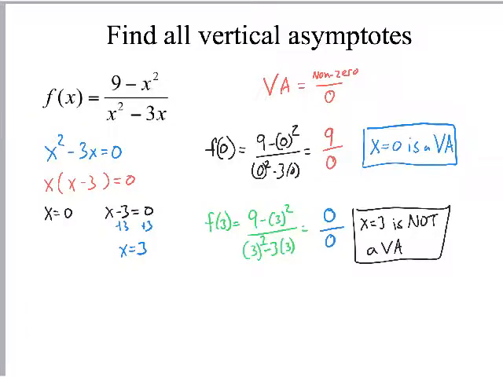Alright, so at 3, what it looks like when you have a 0 over 0, if you think about this, if you were to factor and cancel top and bottom, you would cancel out an x minus 3, top and bottom, thus leaving a removable discontinuity. So usually when you get 0 over 0, a lot of times it's a removable discontinuity. So for this, we have a vertical asymptote here, and most likely a hole at 3.